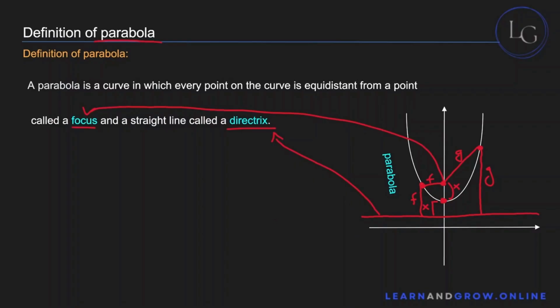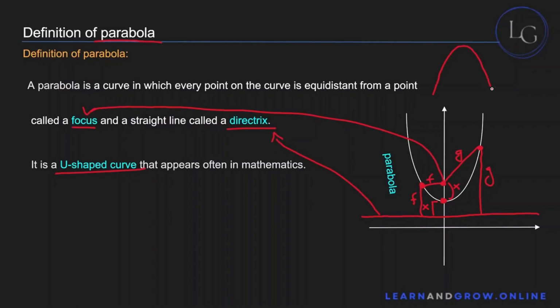Now we already know that a parabola is always a u-shaped curve. You can have this u, or you can have a u like this as well. It depends on the equation. And it will always have a vertex and an axis of symmetry.